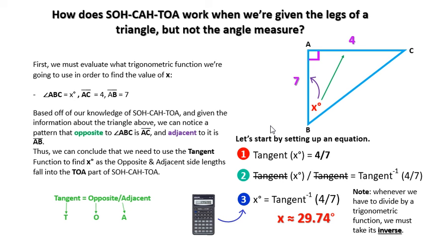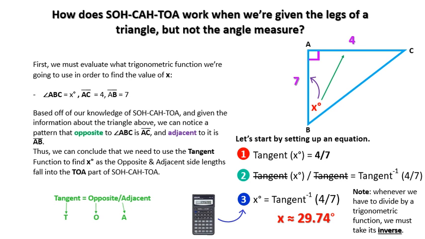Thus, we can conclude that we need to use a tangent function to find x degrees, as the opposite and adjacent side lengths fall into the TOA part of SOH-CAH-TOA, in which tangent equals opposite over adjacent, as denoted by T, O, and A. So let's start by setting up an equation. We'll set up tangent of x degrees equals 4 over 7. First we'll have to divide by the tangent function. However, whenever we have to divide by a trigonometric function, we always have to take its inverse, as denoted by the -1 right here. So we'll have x equals the inverse tangent function of 4 over 7. And when we plug that into our calculators, we'll get x approximately equals 29.74 degrees when we round once again to the 100th place.